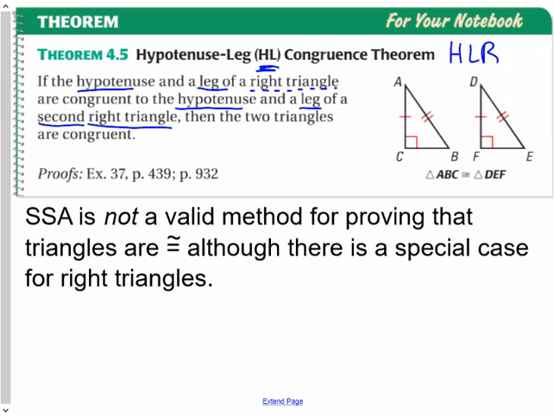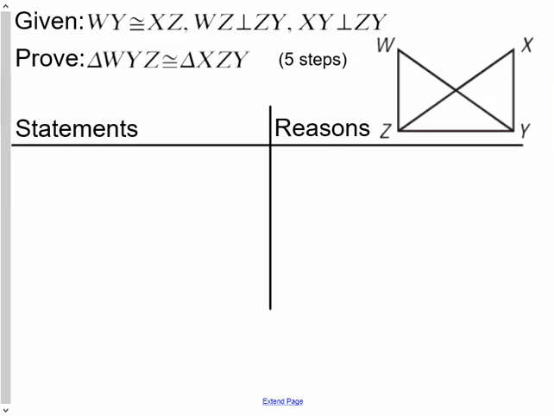And again, notice, if you weren't sure, SSA spells a bad word going the other way, right? So SSA is not a valid method for proving triangles are congruent. There is a special case, and this is the case. So if you're ever looking through and we have ASS or SSA, that's your hint that, oh, it's hypotenuse leg, right triangle. So how does that look in a proof?